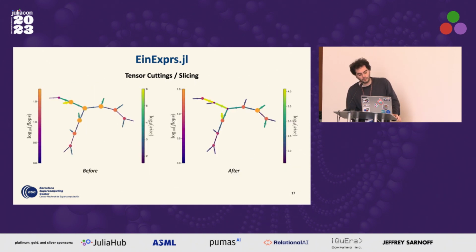And also, NExpression is thought of as a research library. So if you are researching contraction path heuristics or tensor slicing search heuristics, it's a great tool to see what your heuristics are doing. So this is, for example, before and after one of these slices. You can see that the NExpression is much smaller.